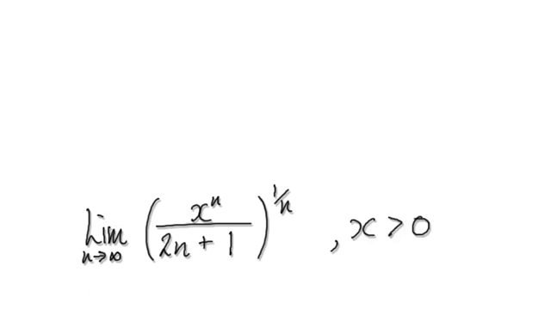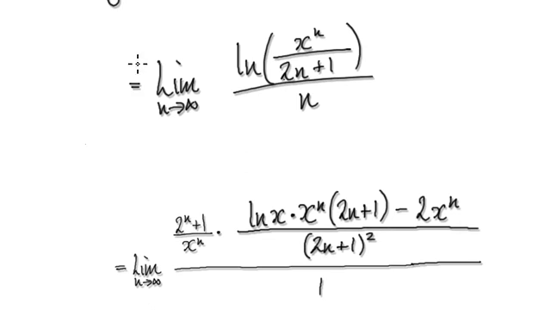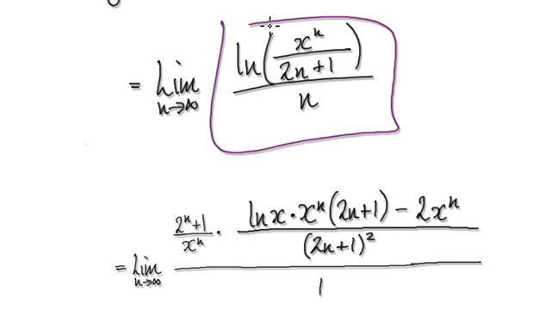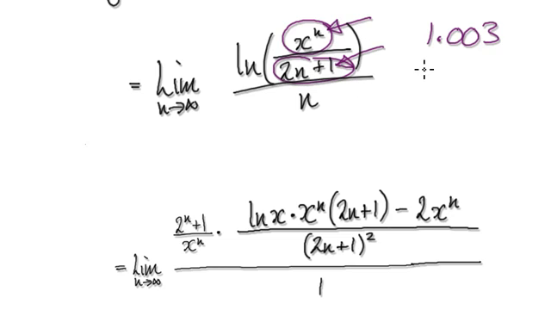So following on from the previous video, we got to this stage here. If you select x to be greater than 1, let's say 1.003, then eventually the numerator here will overtake this. It will eventually overtake it.